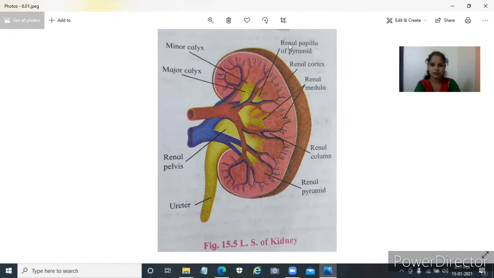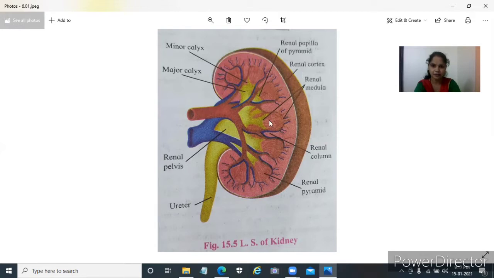This is the renal papilla of a pyramid. It's the apex of the pyramid. It's a pyramid, a triangular part, and this is its apex. The apex is acute. That's the renal papilla of a pyramid. Now, this is the renal cortex. It's the outermost layer. This is dark in color.